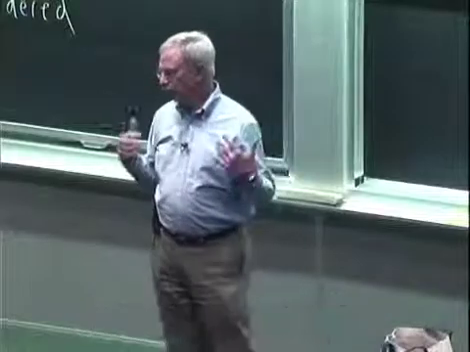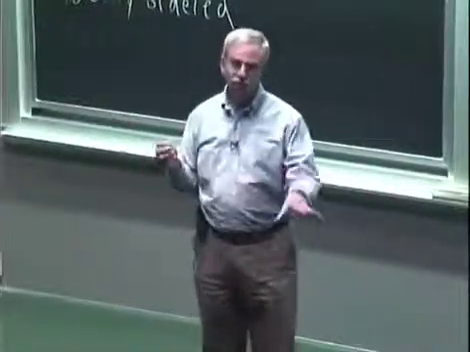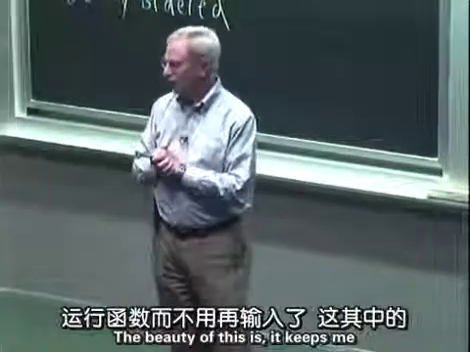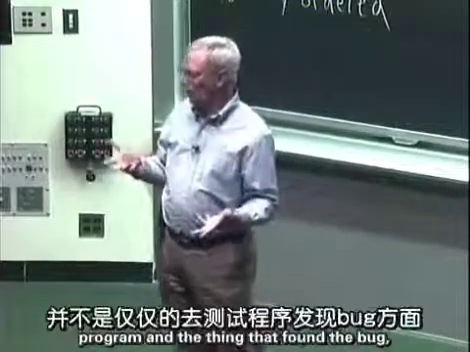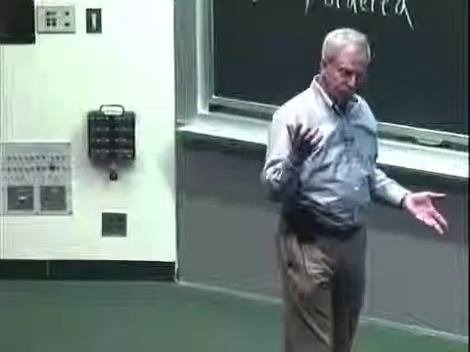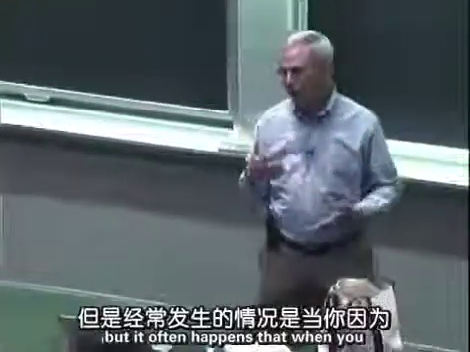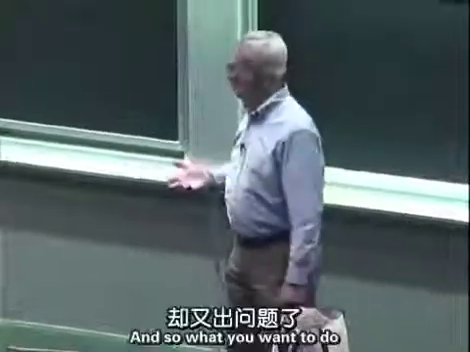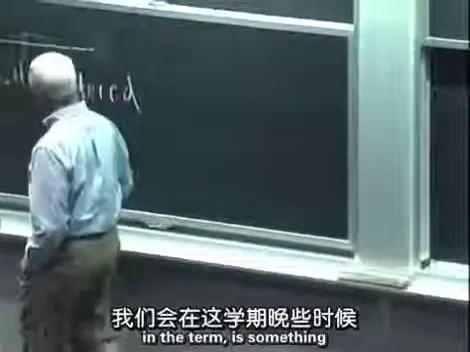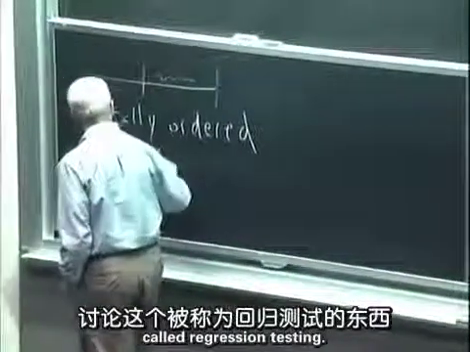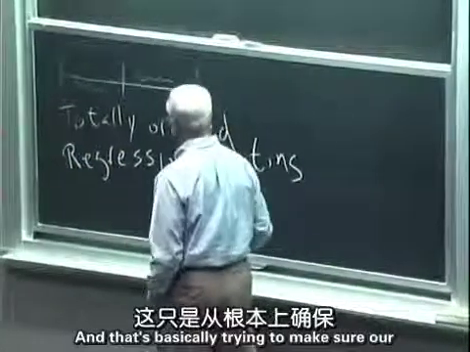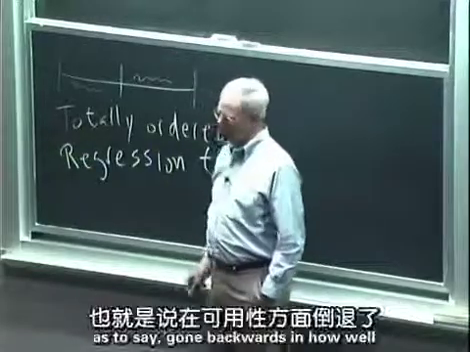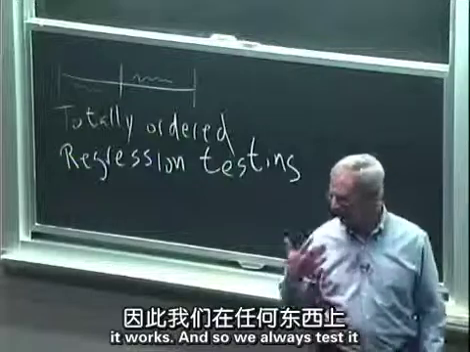By putting it in a function, if I find a bug and I change my program, I can just run the function again. The beauty of this is it keeps me from getting lazy and not only testing my program on the thing that found the bug, but on all the things that used to work. We'll talk more about this later, but it often happens that when you change your program to solve one problem, you break it, and things that used to work don't work. And so what you want to do, and again, we'll come back to this later in the term, is something called regression testing. This has nothing to do with linear regression. That's basically trying to make sure our program has not regressed, as to say, gone backwards in how well it works. And so we always test it on everything.